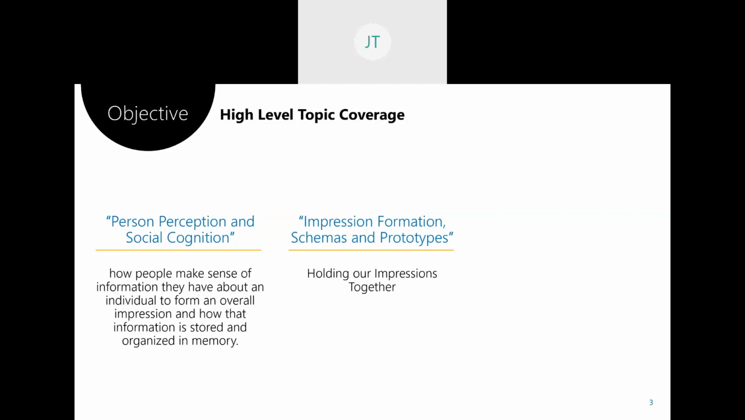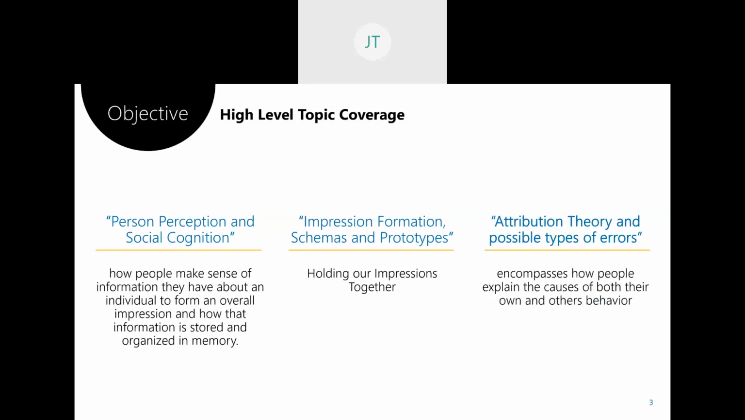Although a lot of these things, schemas and prototypes, are also cognitive biases and distortions, they are needed. Otherwise, we would not be able to function, and we touch upon that a little bit. So, holding the impressions together. In this chapter, one of the major topics covered is attribution theory and the possible types of errors that can happen in attribution.